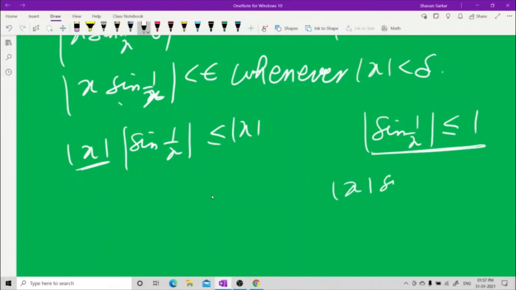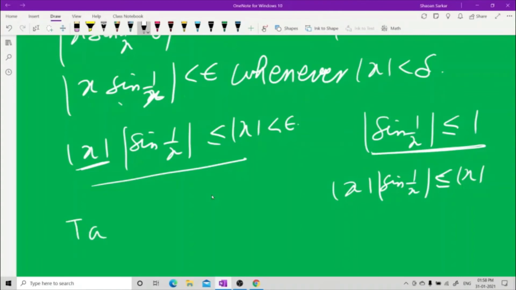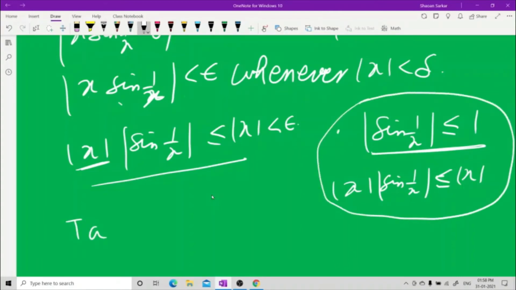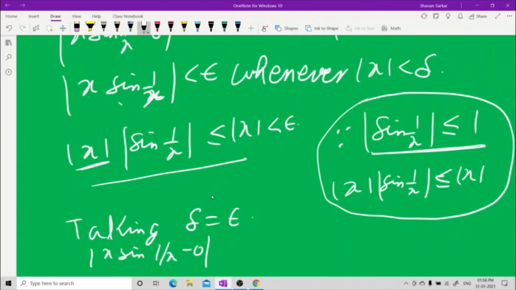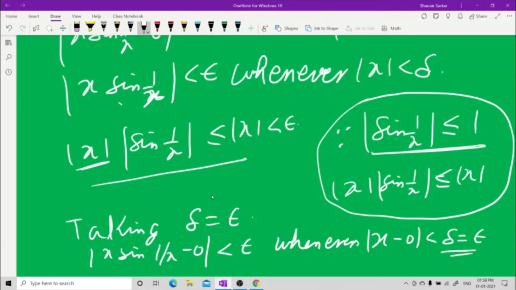Mod x sine 1 by x, and then you will have mod x. Therefore this quantity is less than epsilon. This is the reason: you can write the reason, since taking delta equal to epsilon, we have x sine 1 upon x minus 0 less than epsilon whenever x minus 0 less than delta equal to epsilon. This is one method of doing this problem.